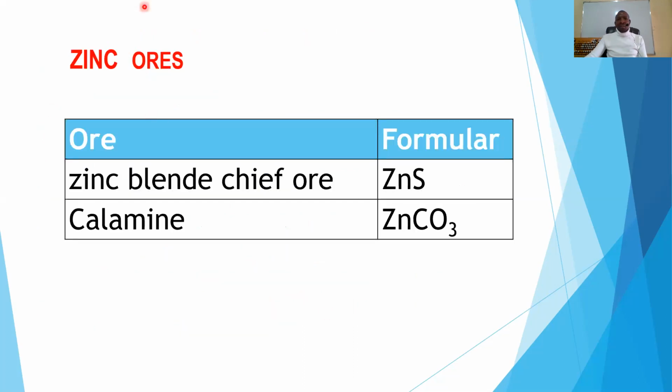We start by looking at the first lesson objective, that is naming the zinc ores. We have zinc blende, which is the chief ore, and the formula of the main component of the zinc blende is zinc sulfide. The other one is calamine, and the main component of calamine is zinc carbonate.